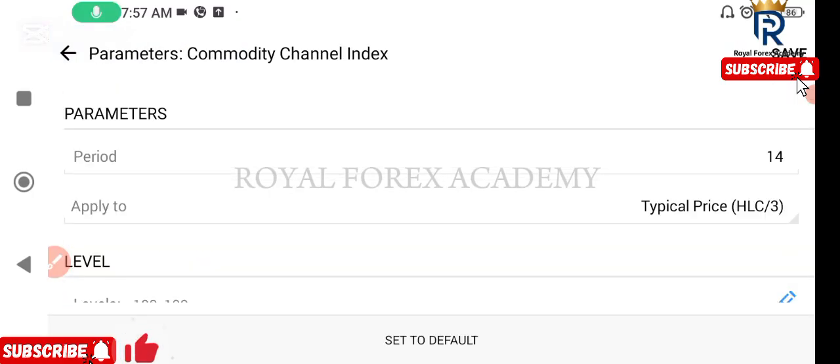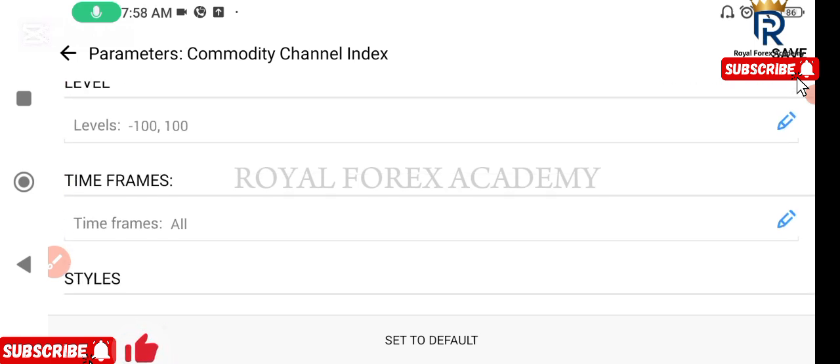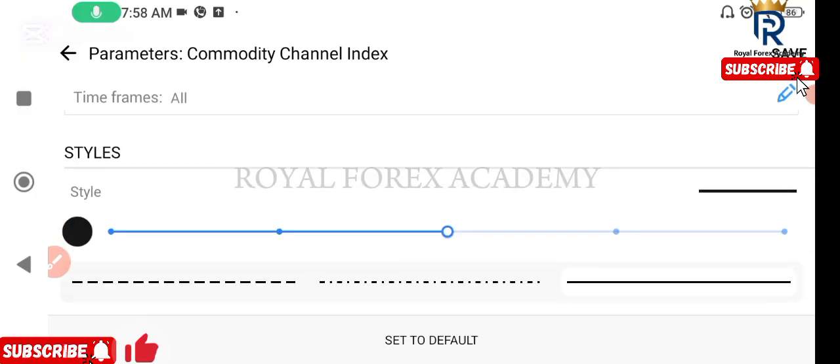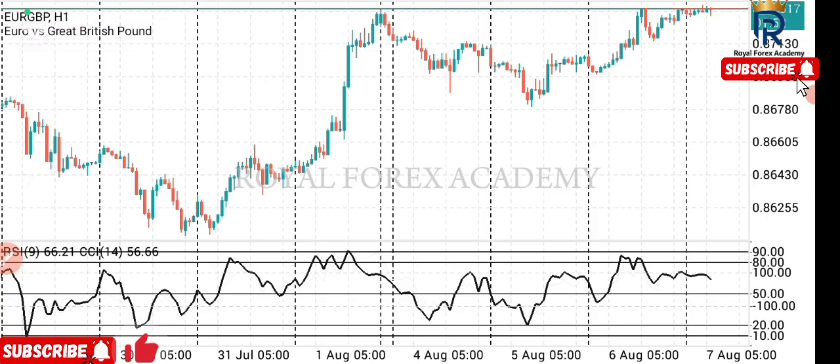Then you have your commodity channel index. The period is 14. You apply to typical price, high, low, close, and then these are the level and the color is black. So once you are done with that perfectly well, your chart will be looking like this.